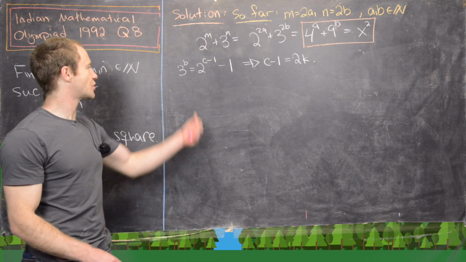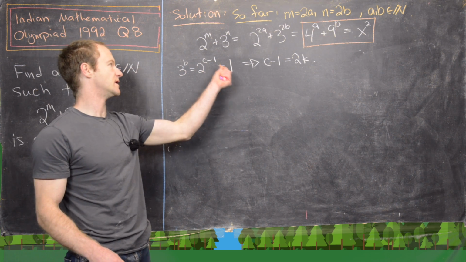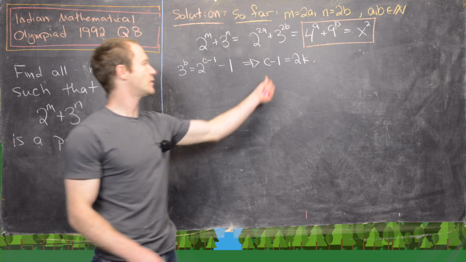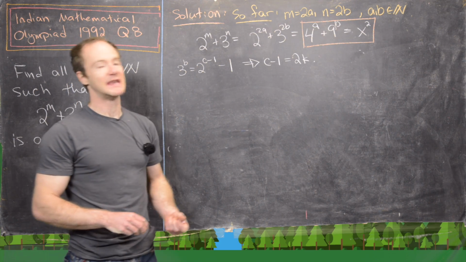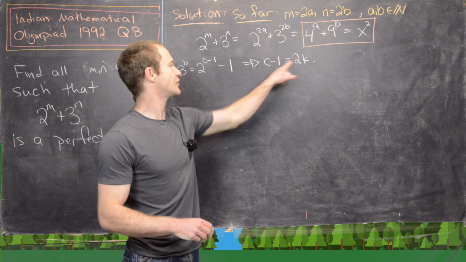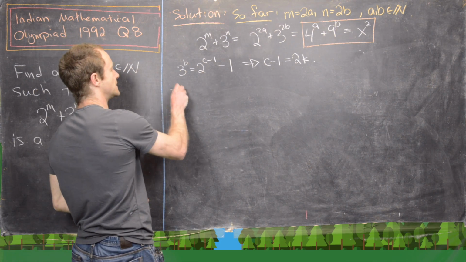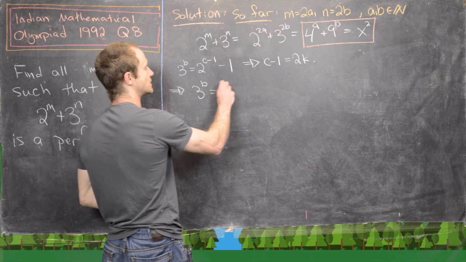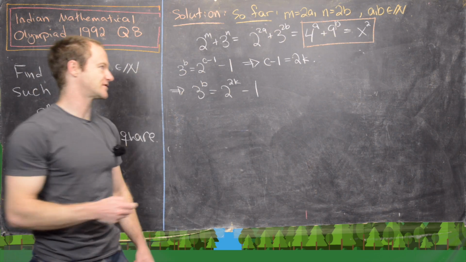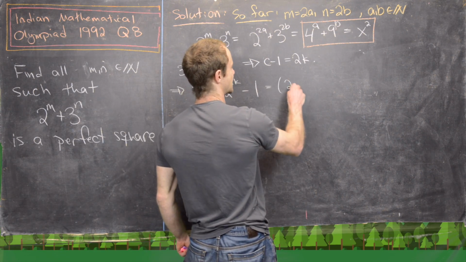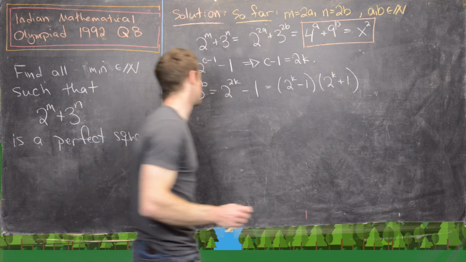Okay, so we just ended up showing that 3 to the b equals 2 to the c minus 1 minus 1 for some value of c. And then we argued that that c minus 1 needed to be equal to 2k. Now what we'll do is we'll loop this value of c minus 1 back into this equation and see what we can do with that. So that tells us that 3 to the b equals 2 to the 2k minus 1. But now we're going to factor that as a difference of squares. So that's going to give us 2 to the k minus 1 times 2 to the k plus 1.